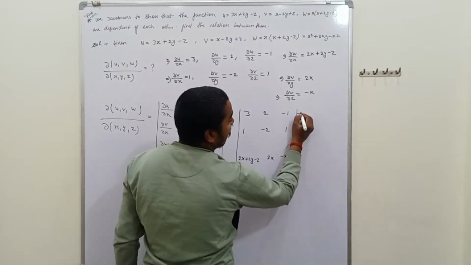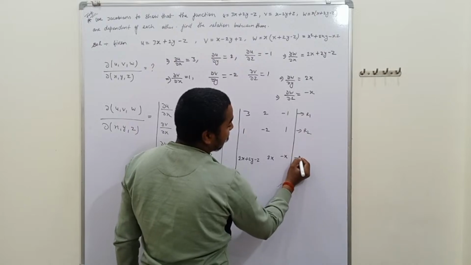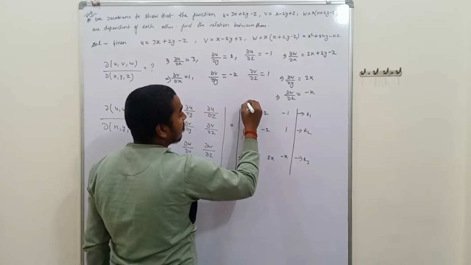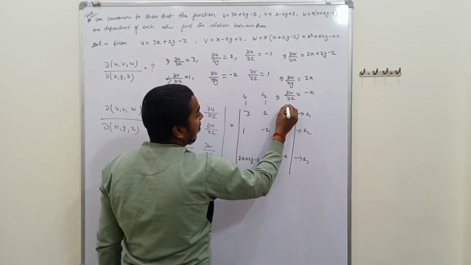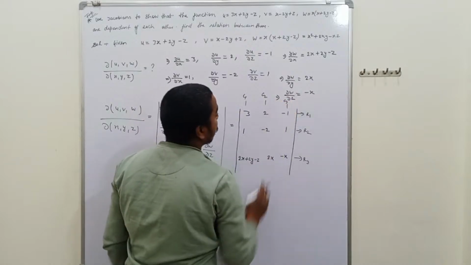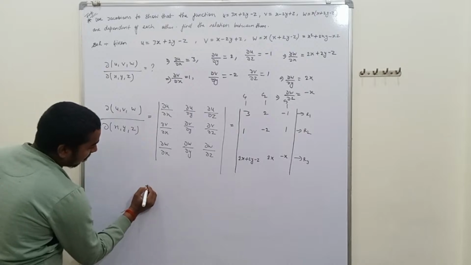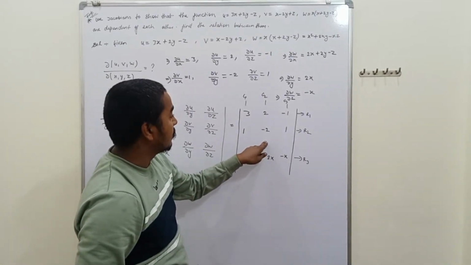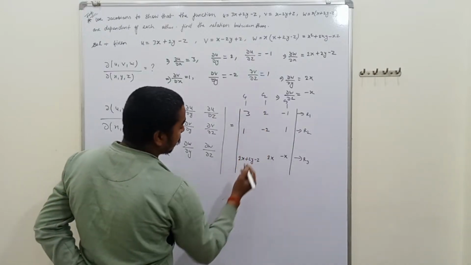This is R1, this is R2 and this is R3, and this is C1, this is C2 and this is C3. Column 1, column 2, column 3. We have to take a common minus 2 from C2.